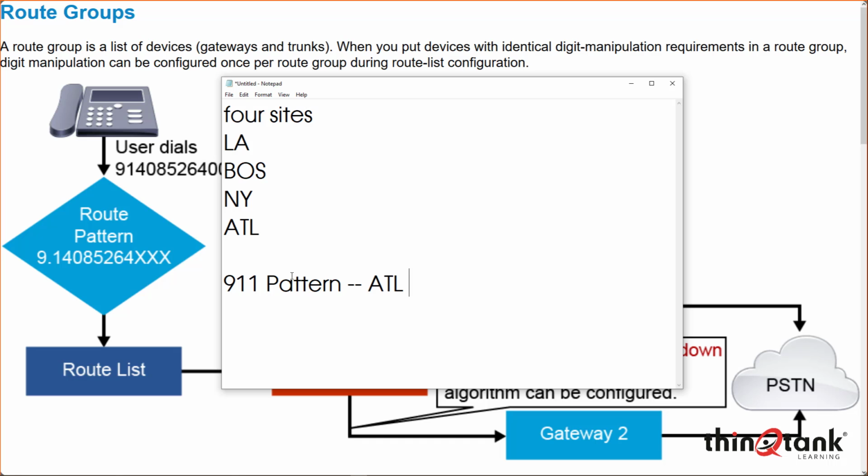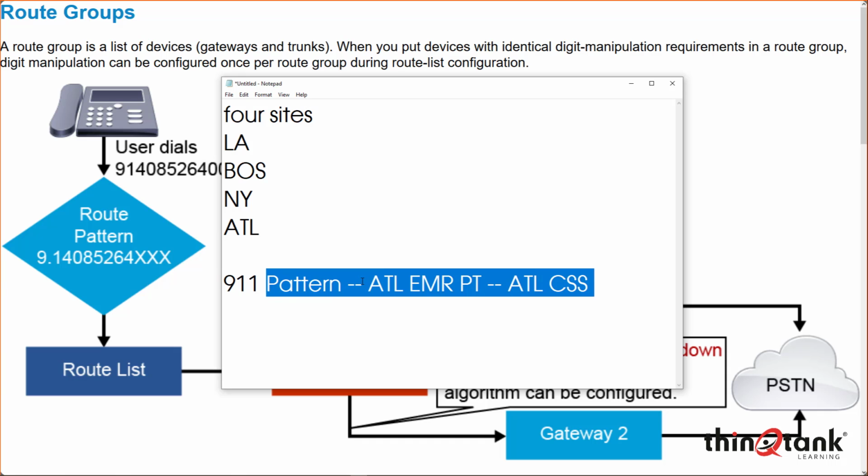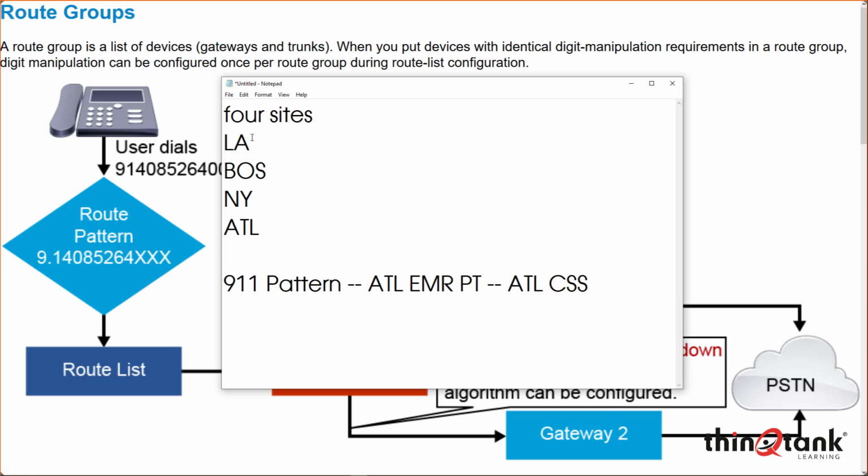which would then go into the ATL emergency partition, and then I would have to have an ATL search space that includes that pattern, and then this pattern would point to the ATL gateway. Make sense? And then I'd have to have the same thing for Los Angeles, the same thing for Boston, the same thing for New York, and then if I had long distance patterns and so on. All right? Which means that essentially I'm duplicating my effort. Every time I want to create a pattern, I have to do it. And if you have 10 sites or 15 sites, it gets really bad.